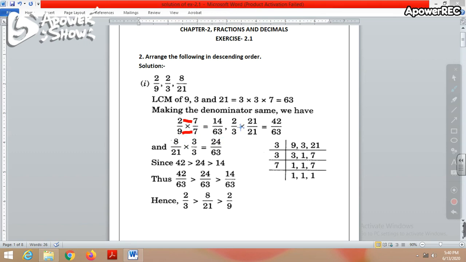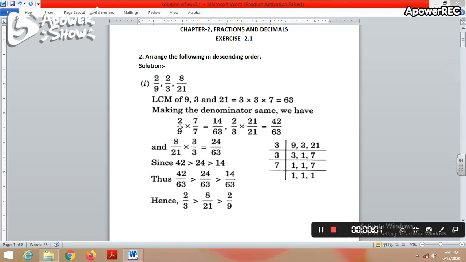Similarly, we have to find out an equivalent fraction of 2 by 3 having 63 as denominator. So you have to multiply 3 by 21 and 2 is also multiplied by 21, because this is a rule of finding equivalent fractions. So 2 multiplied by 21 equals 42 and 3 multiplied by 21 equals 63. So again we get 63 as denominator. Now an equivalent fraction of 8 by 21 having 63 as denominator is obtained by multiplying numerator and denominator by 3. So 8 × 3 is 24 and 21 × 3 is 63.